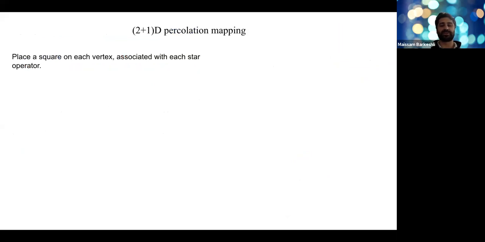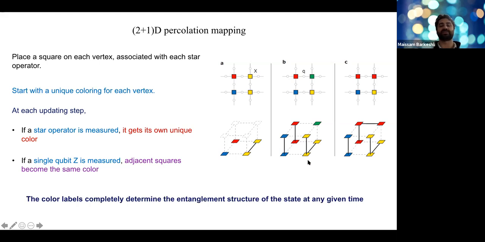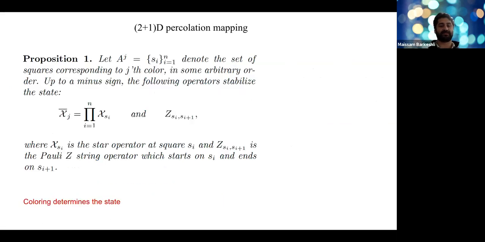Okay, so I was going to explain this mapping to 3D percolation, but I don't have time. Yeah, it's similar to the 1D mapping to percolation, where you can just pick some colors, and depending on whether you measure certain toric code stabilizers or single qubit measure stabilizers, you add vertical links, and then you make sure that everything in a certain cluster has the same color. And then you can prove that the color labels completely determine the entanglement of the states. So that's basically the idea.